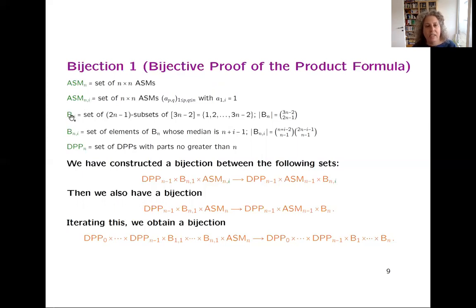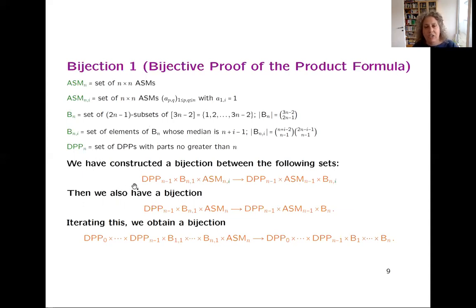Then B_n is the set of all (2n-1)-subsets of a (3n-2)-set. And obviously the number of such sets is given by these binomial coefficients. And then B_n,i is again a refinement, so it's the set of all elements in B_n whose median is equal to n+i-1. And obviously the number of such sets is given by a product of two binomial coefficients. And then DPP_n denotes the set of descending plane partitions with parts no greater than n.